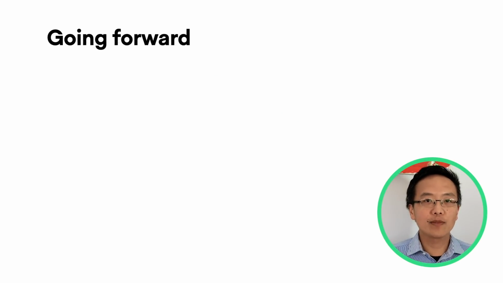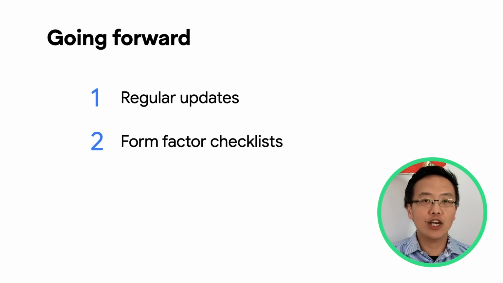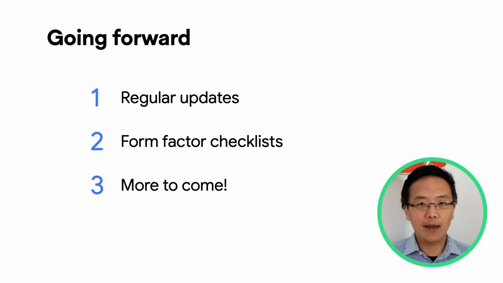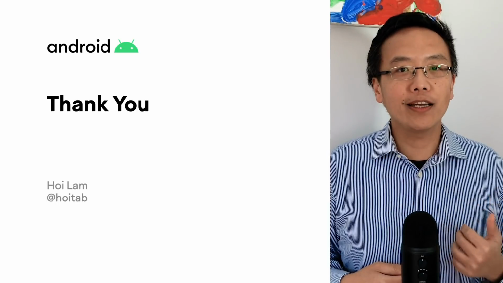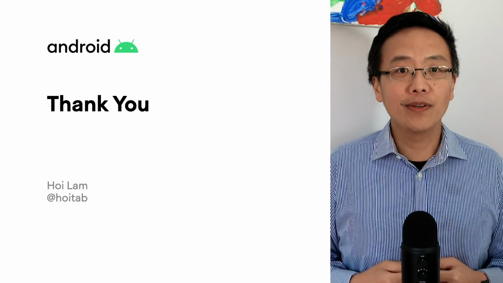Going forward, you can expect 3 things around app quality from us. First, the app quality checklist will be updated on a quarterly basis to provide the latest up-to-date best practices. Second, we plan to update the quality checklist for other form factors such as tablets and Wear OS. Lastly, this is just the beginning for app quality. We are working on additional tools and best practices to make it easier for you to build quality applications on Android. We hope that these new guidelines make it easier for you to stay up to date with the most important things you can do to build great apps.